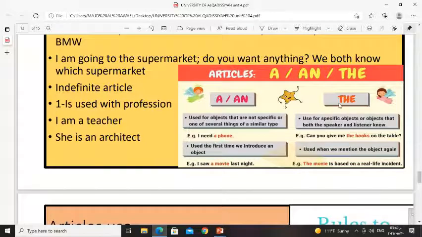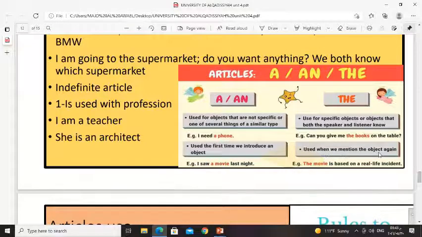They use the for a specific object, which is different from a and an. A and an are not specific, meaning the thing the speaker wants. The is the opposite: it specifies a certain part or thing, for objects that both the speaker and listener know. Can you give me the books on the table? It is specific, only the books on the table. Not "can you give me a book", because a book means any book, he doesn't know which. Here, the books on the table specifies which books he wants.